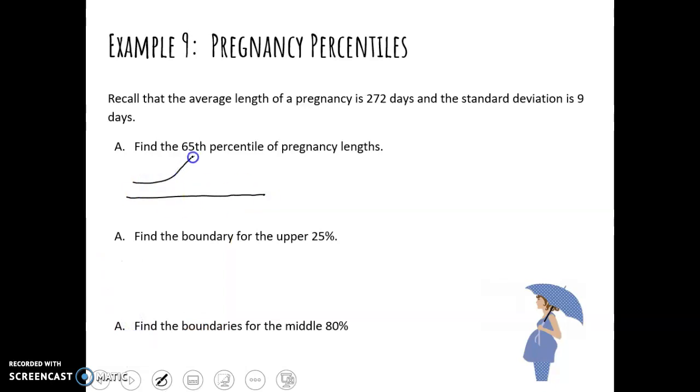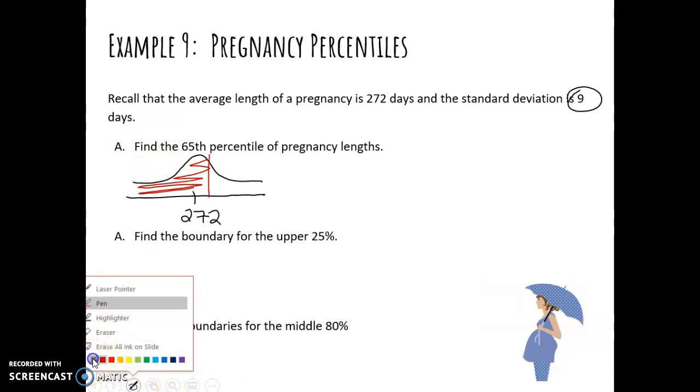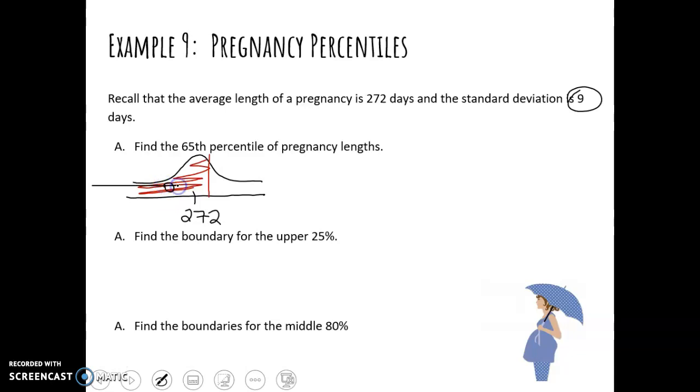So let's draw out our normal curve. 272 goes in the center because that's the mean. The standard deviation is 9 days. We want to find the 65th percentile. The 65th percentile is going to separate the lower 65% from the upper 35%. So this area here is 0.65. That's what a percentile does. It's a boundary that separates that lower P percentile from the upper Q. This is what we're looking for right there, is that boundary.